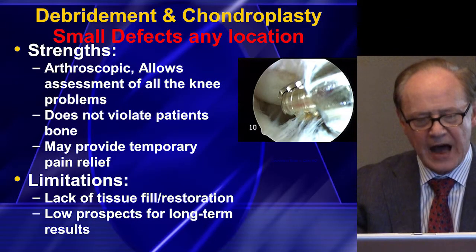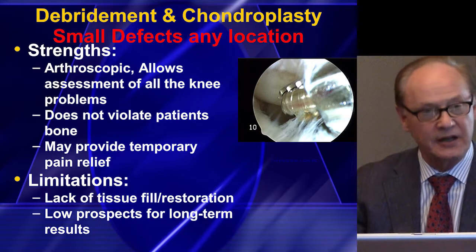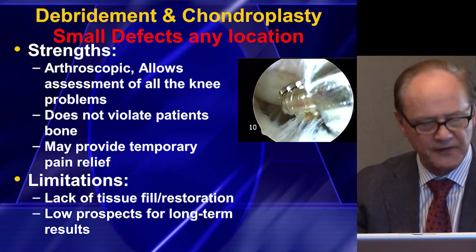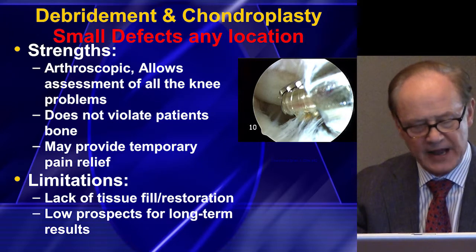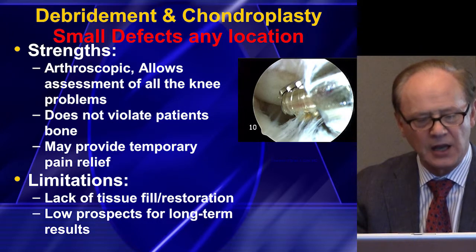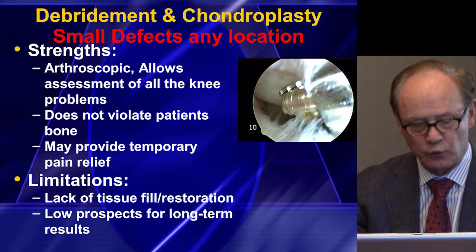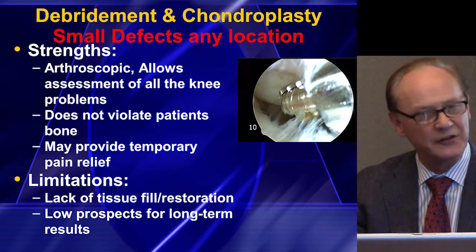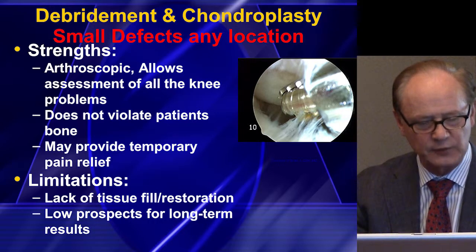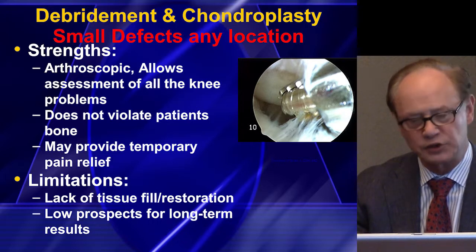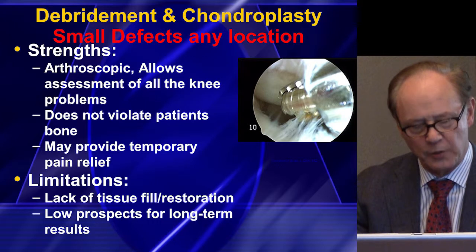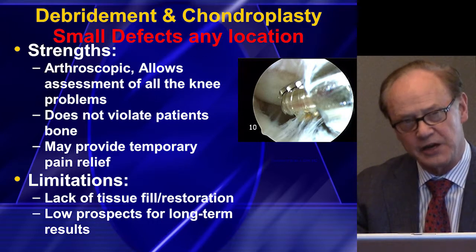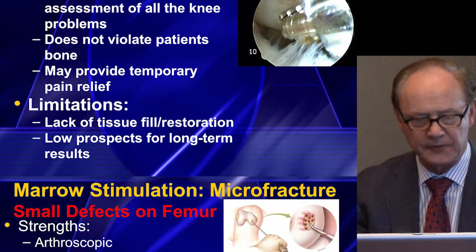So going through these options, debridement and chondroplasty, that's the simple thing. It's very easy to perform, doesn't violate the bone. It does provide temporary pain relief. Its limitations: it doesn't really restore normal tissue, so it has low prospects for long-term results. It's more of a short-term result that can clearly improve over the 18 months to 3-year time frame, maybe even up to 5 years in some cases.